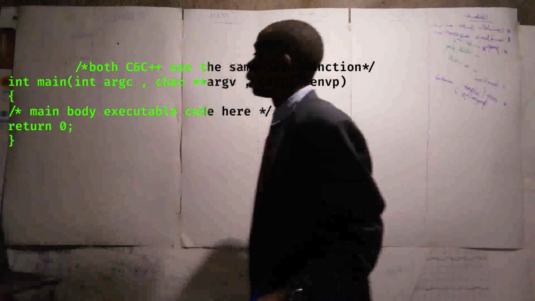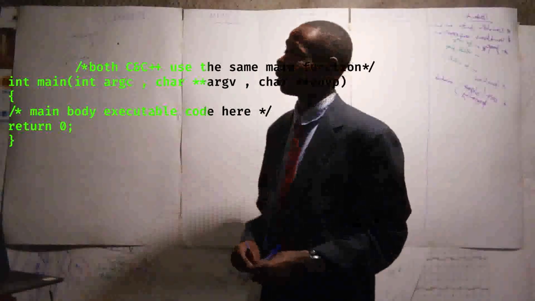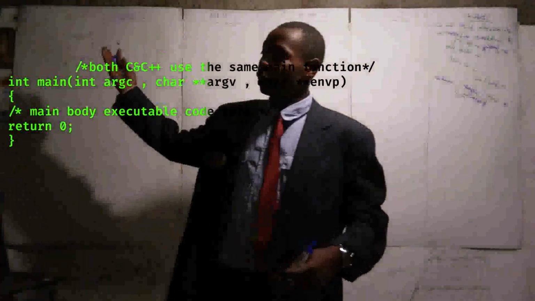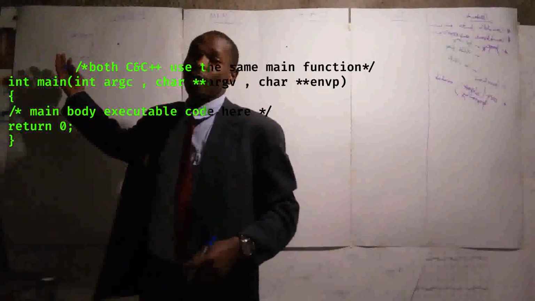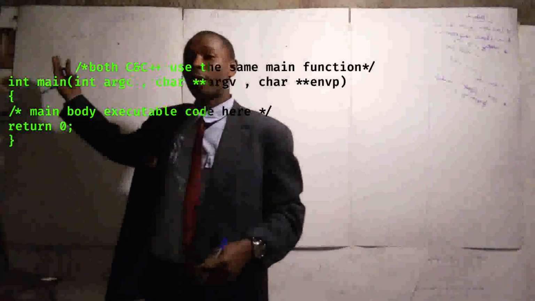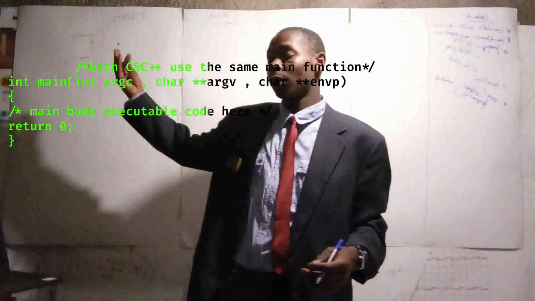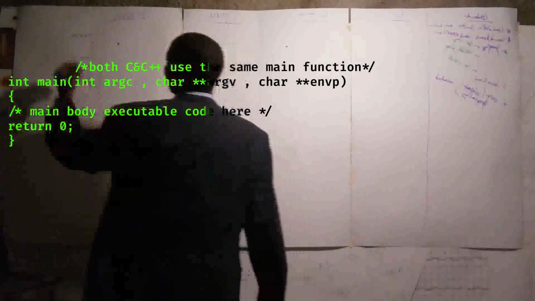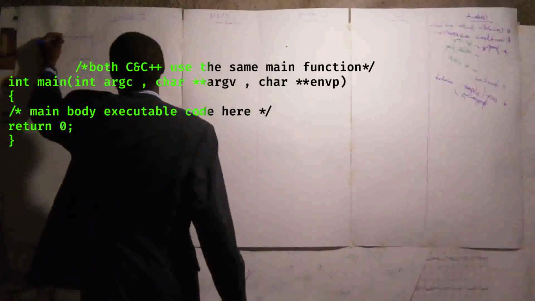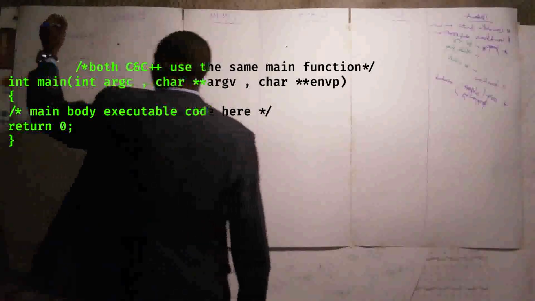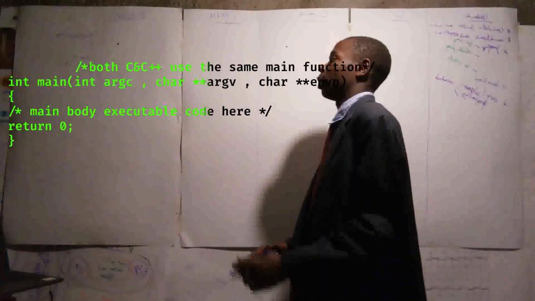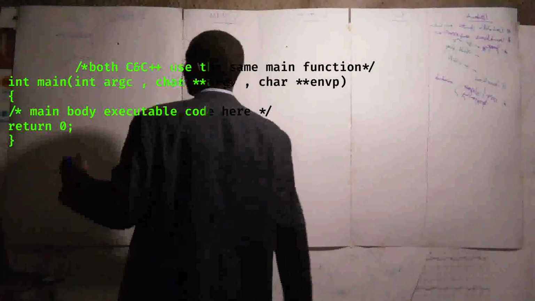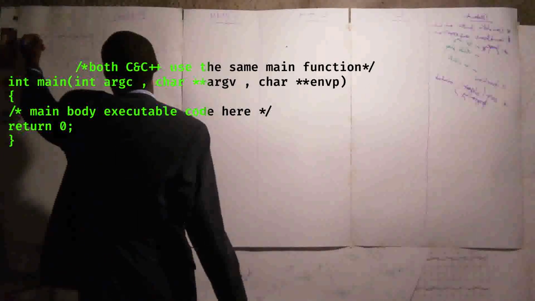The second parameter of the main function in C and C++ is the argument vector. The argument vector holds the arguments given when you execute the program. It can be strings or characters, a pointer to the argument variables. The third parameter is not used much these days, but it is the environment variables pointer.